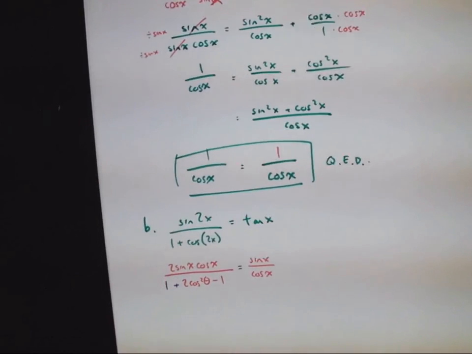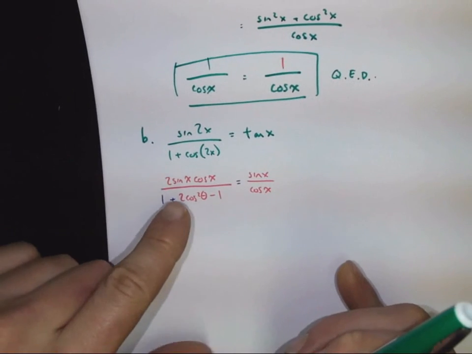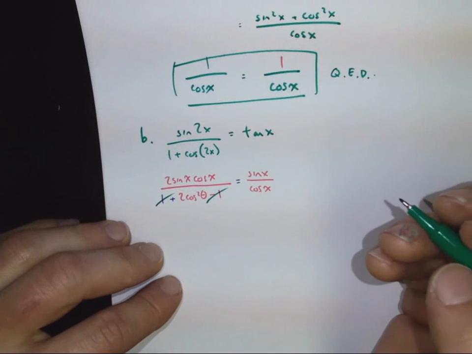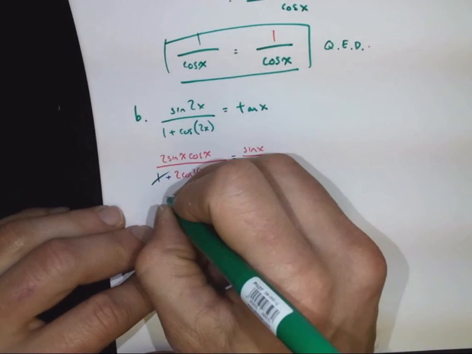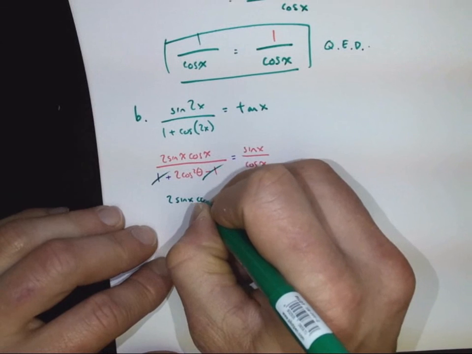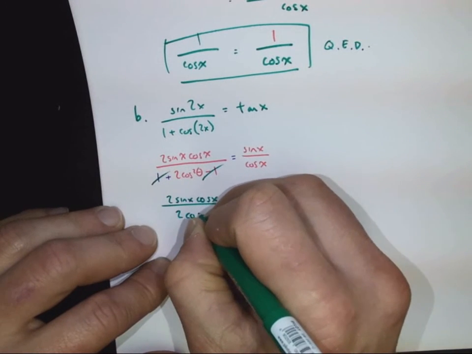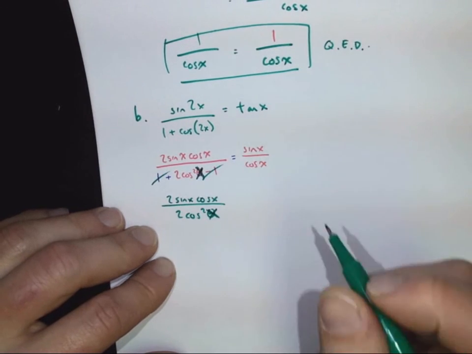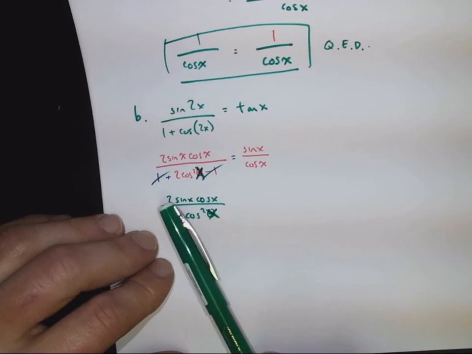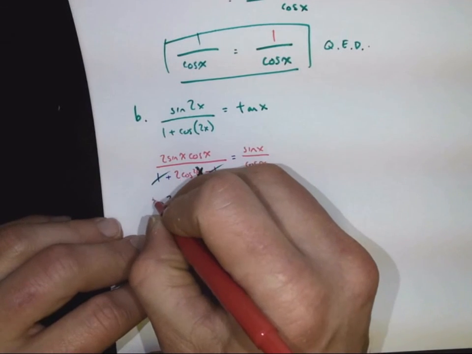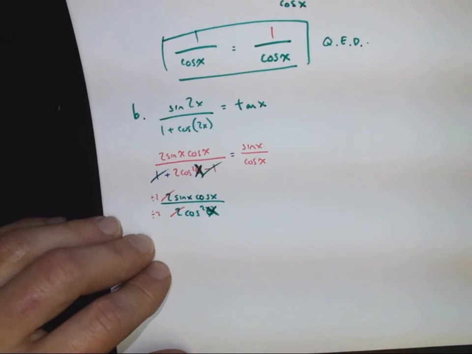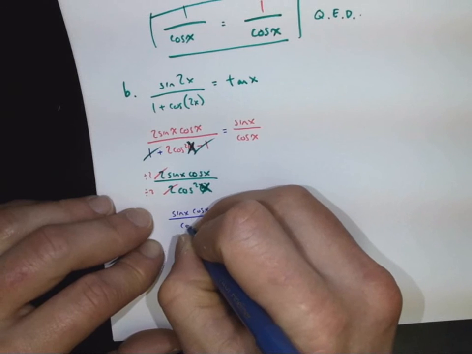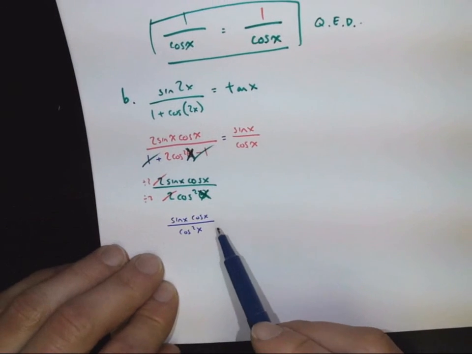All right. And then we always start on the most complicated side, so the left-hand side definitely looks more complicated. You can see I have a 1 and a negative 1. Those guys cancel out. And so that leaves me with 2 sine x cosine x over 2 cosine squared x. And I can also see I can divide the top and bottom by 2. So that gives us sine x cosine x over cosine squared x. And this is also looking quite good.